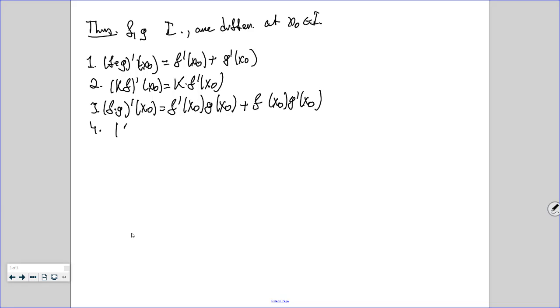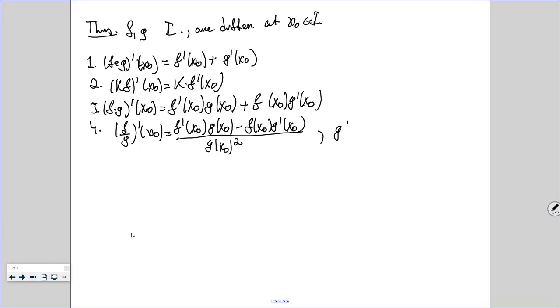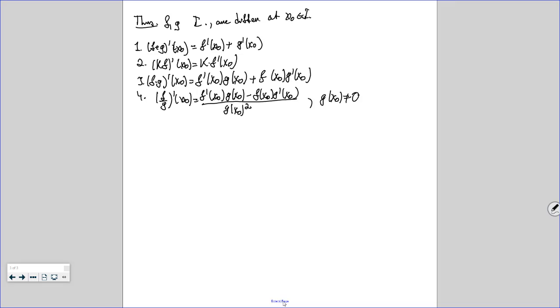And the quotient rule says, given that g(x0) is not 0. The first and second part of the theorem are proved by just using the definition.